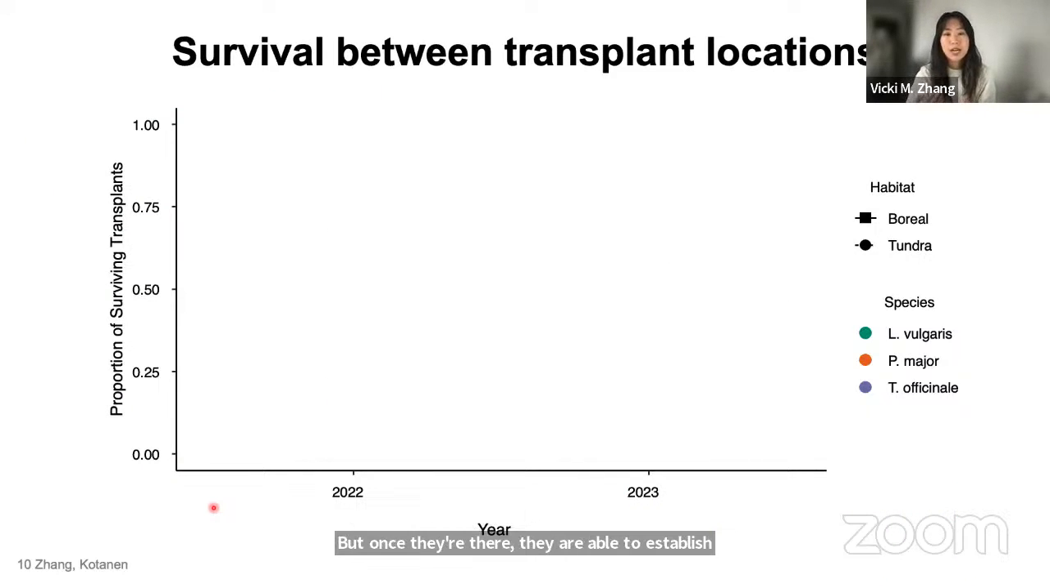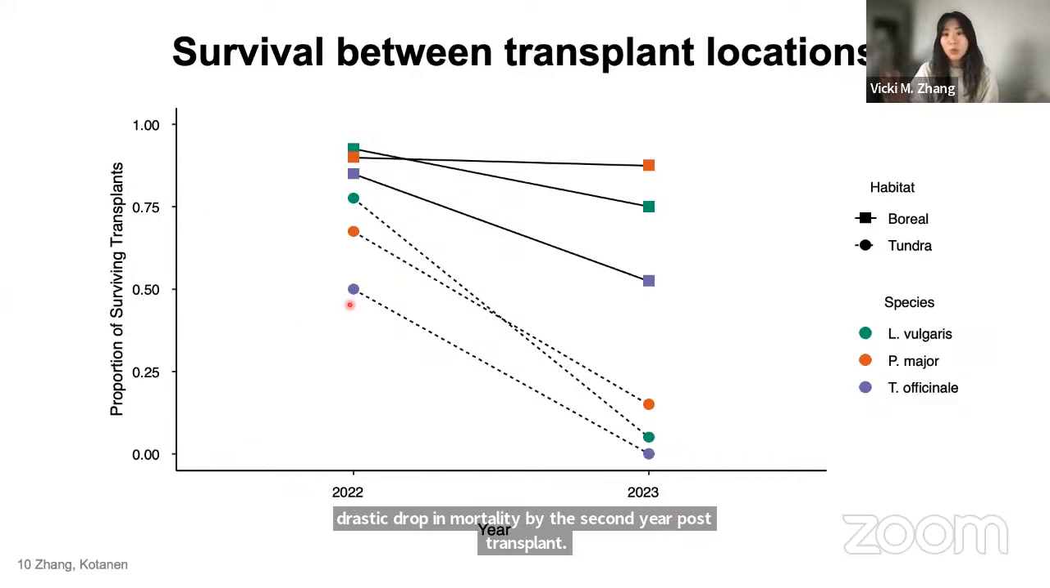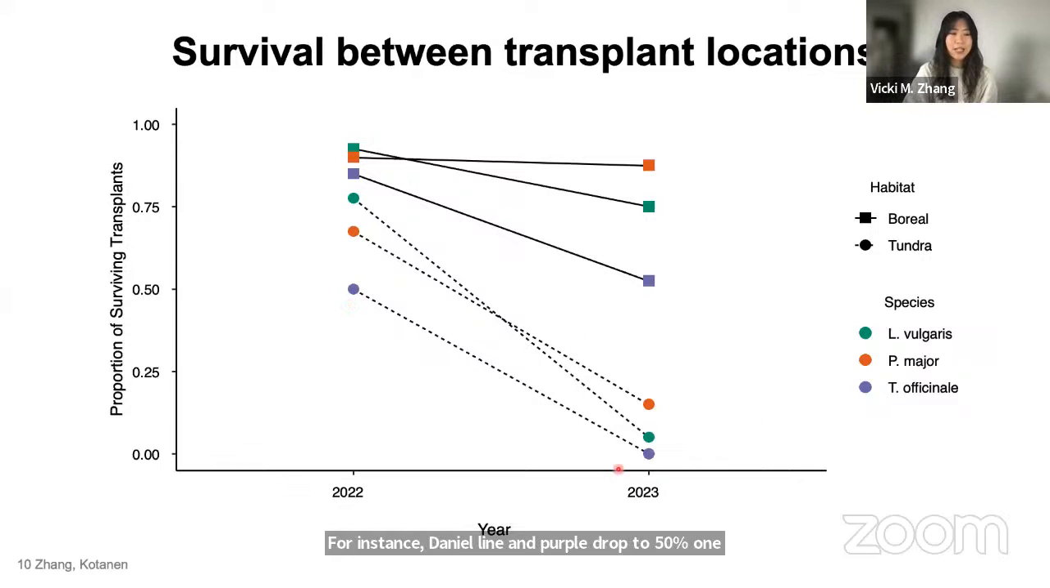Here I'm showing you survival along the y-axis across 2 years post-transplant. So I transplanted these in 2021. And then the points are colored by the species, and the shapes indicate the habitat where the transplants were moved to. So let me first point you to the very significant and drastic drop in survival by the 2nd year post-transplant. For instance, dandelion in purple dropped to 50% 1 year post-transplant, and this year the mortality was 100%. So there's just no more transplants of dandelions in the tundra plots.